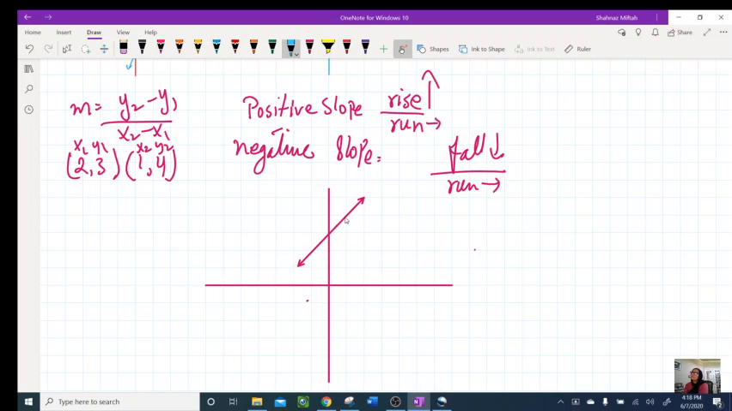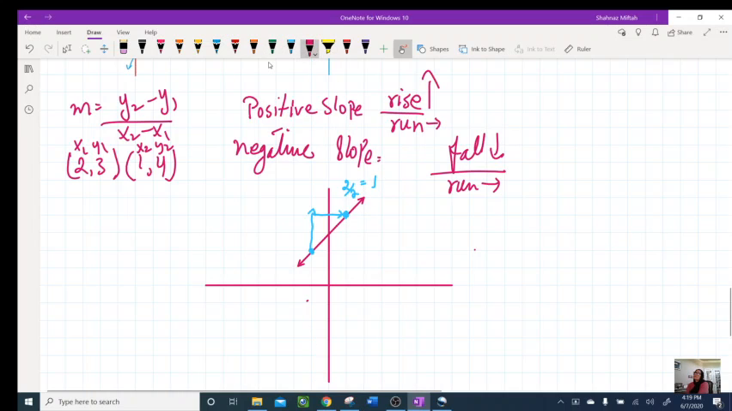You're going to pick the points that go exactly through the corner of the square on the graph paper, like that. So I'm going to rise and I'm going to run. 1, 2, I'm rising. 1 and 2, I'm running. So 2 over 2, and it will give me positive 1.